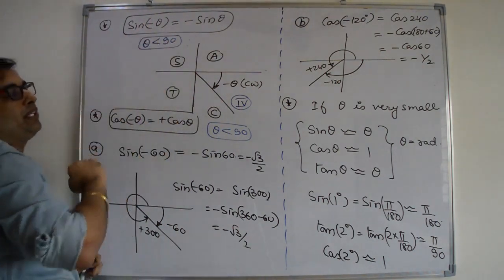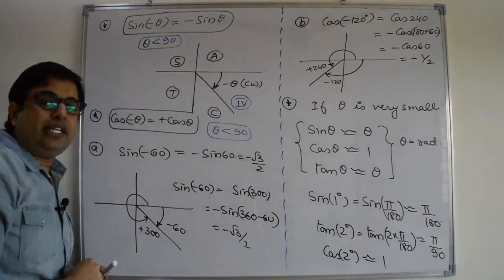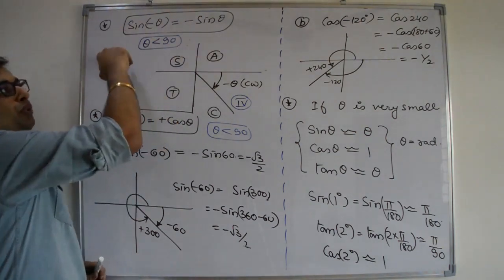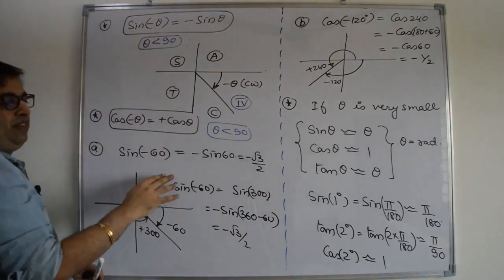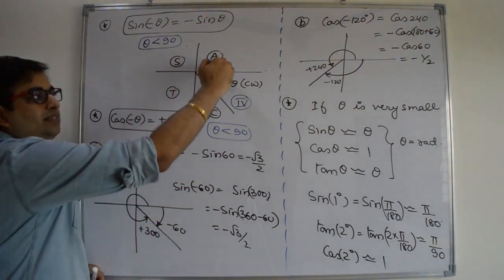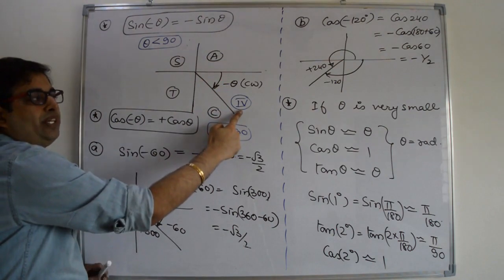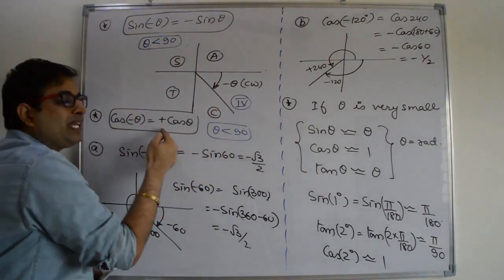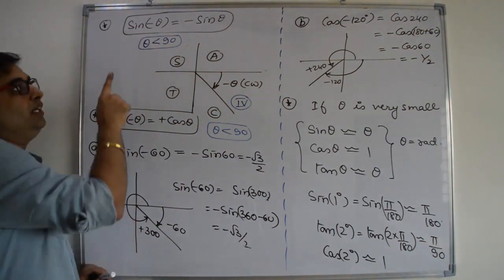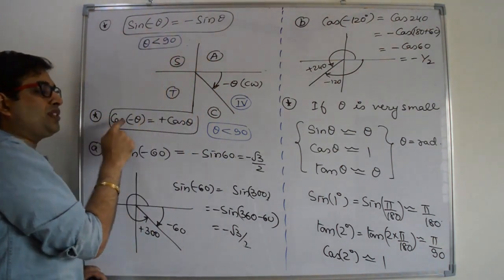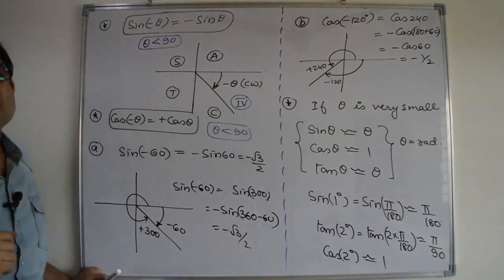You have to remember this. Sine minus theta is minus sine theta, right? The negative will come out. I will explain with the other method also. Cos minus theta, again we are in the fourth quadrant. In the fourth quadrant cos is positive, so it will give us plus cos theta, right? Sine minus theta is minus sine theta, and cos minus theta is plus cos theta.